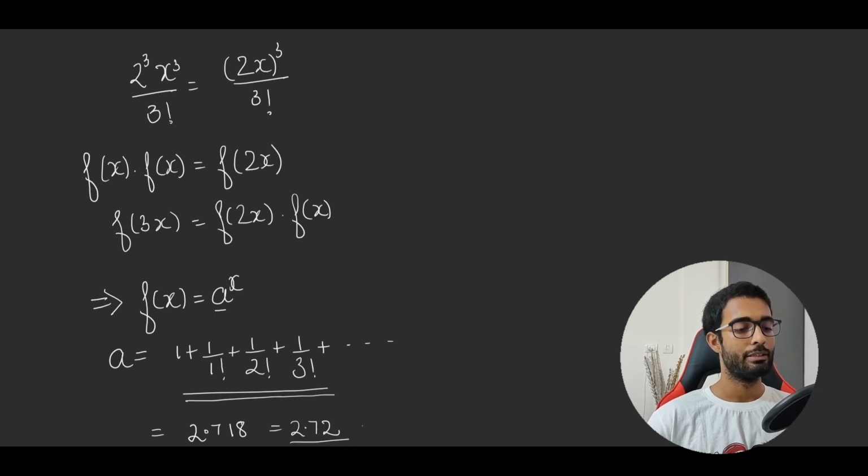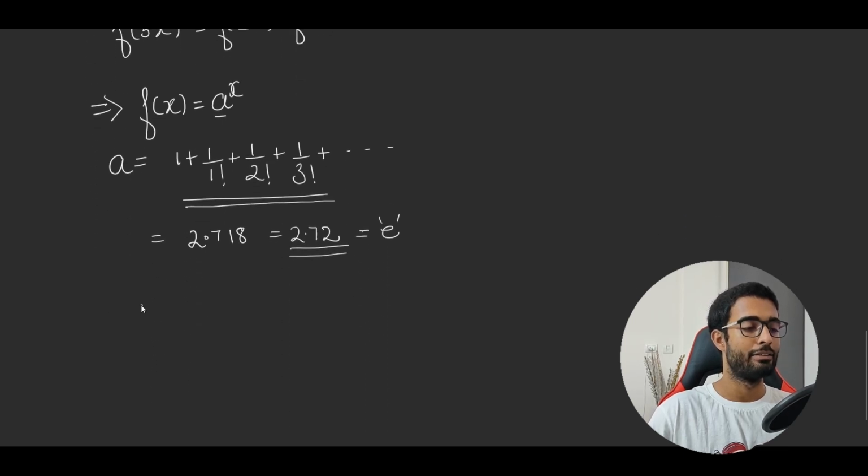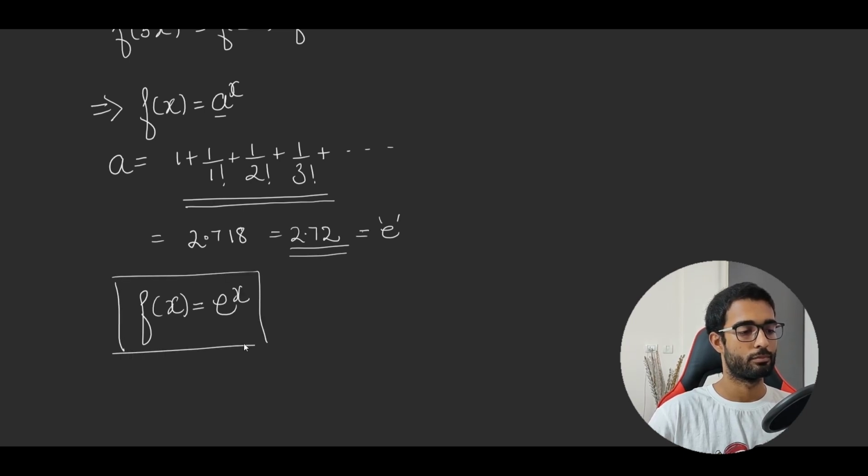This constant appeared in many texts before, but Euler was the one to name it after himself, and he proved that this constant is equal to this series, and we call that e, and hence we get f(x) equal to e to the power x, such that f'(x) is equal to f(x).